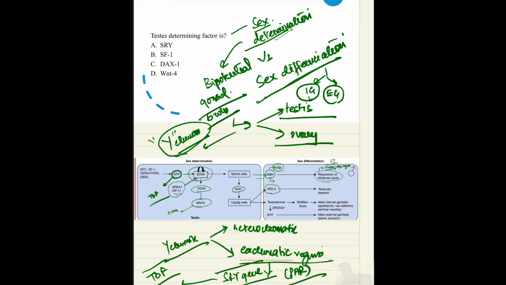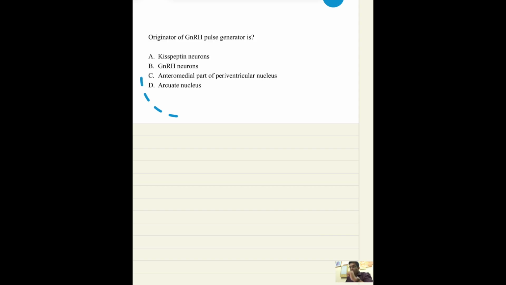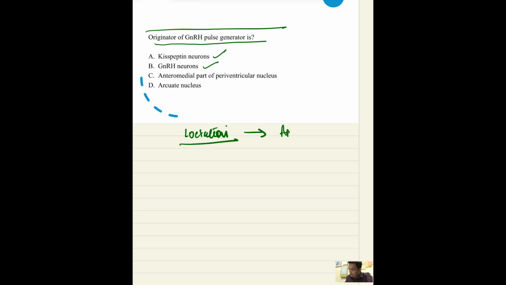Thank you. Next question. Originator of the GnRH pulse generator is? The options are kisspeptin neurons, GnRH neurons, anteromedial part of the periventricular nucleus, or arcuate nucleus. So this is a very tricky question, because it asks for the originator of the GnRH pulse generator. Although the location of the GnRH pulse generator is the arcuate nucleus, it actually does not generate the pulse.